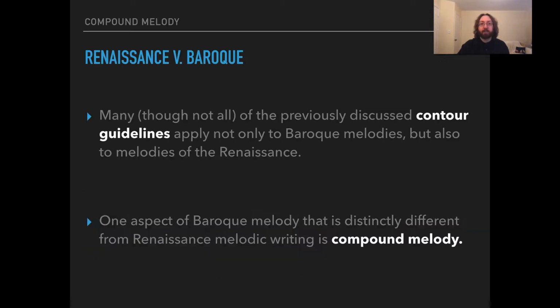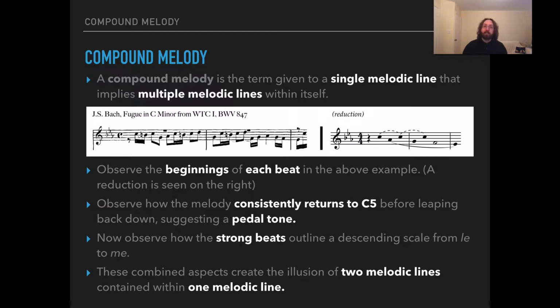In this addendum to the Baroque melody guidelines, we talk a little bit about compound melody. Many, though not all, of the previously discussed contour guidelines apply not only to Baroque melodies, but also to the melodies of the Renaissance. However, one aspect of Baroque melody that is distinctly different from Renaissance melodic writing is known as compound melody. A compound melody is the term given to a single line that implies multiple melodic lines within itself.